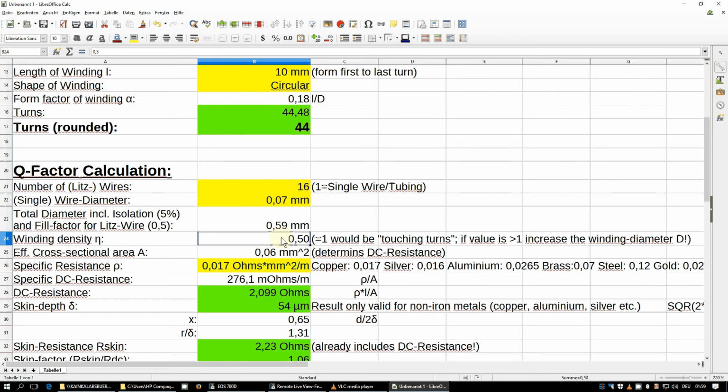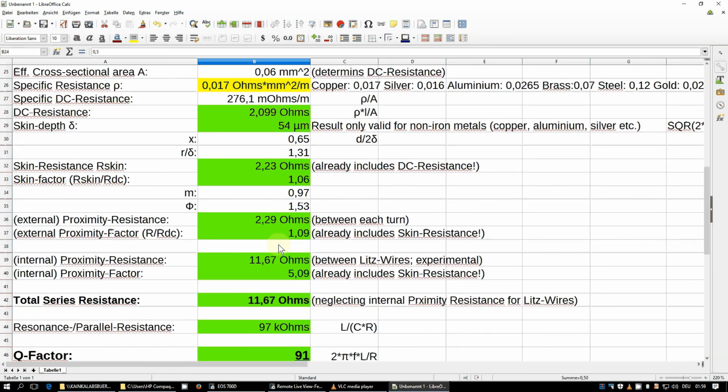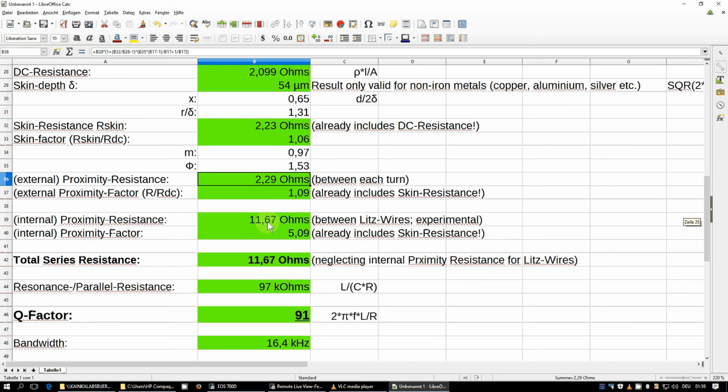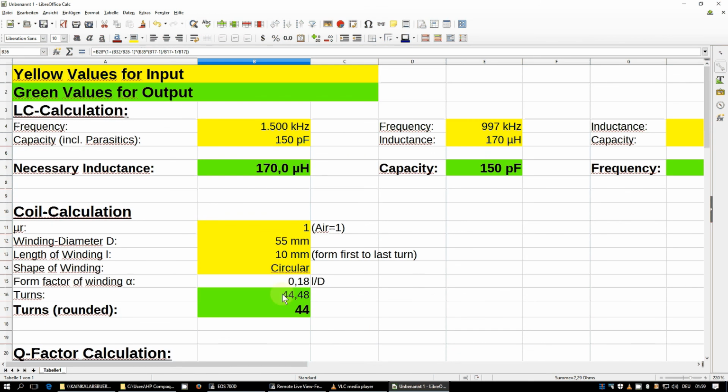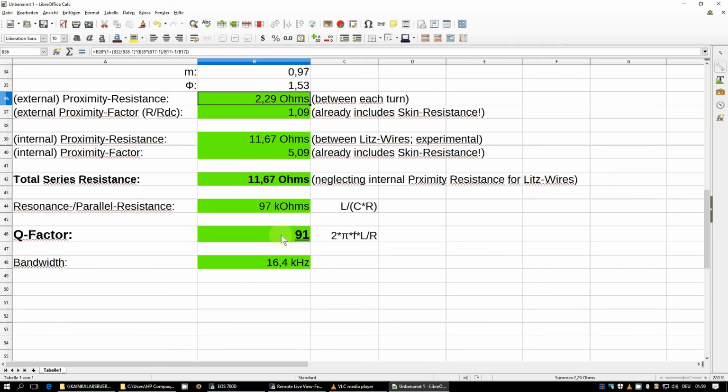That's one of the tricks of spiral wound coils, to increase the distance between the turns, and therefore we get a calculation of the external proximity effect relatively near to reality. So you can see this was not so easy as with our frame antennas and our single and multi-turn loops. You just have to know what you are doing, but you get some useful results on how many turns you have to do and what Q factor you can expect.